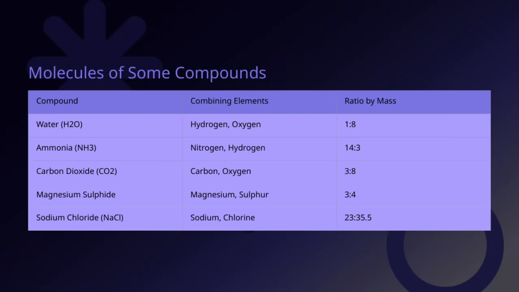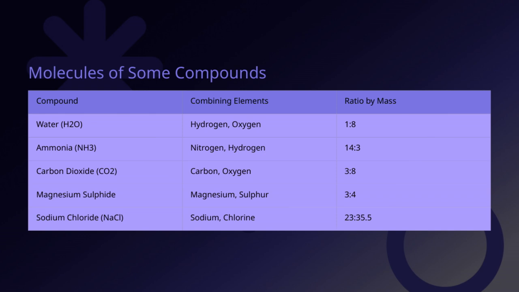Let's take a closer look at some common compounds and their molecules. As you can see in the table, each compound is made up of specific elements combined in certain ratios by mass. For example, water, which we all know well, consists of hydrogen and oxygen. The ratio by mass is about 1 to 8, meaning for every part of hydrogen, there are 8 parts of oxygen.